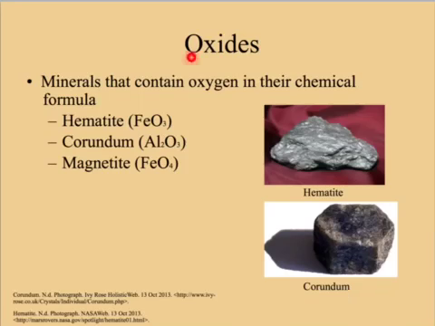The next mineral group are the oxides. Oxides have oxygen and metal. So hematite has iron and oxygen. This is a good mineral that has a streak of a reddish-brown color. Corundum is a very hard mineral, hardness of 9. It has aluminum and oxygen. Corundum is a hexagonal prism. Magnetite is a magnetic mineral, and it has iron and oxygen as well.